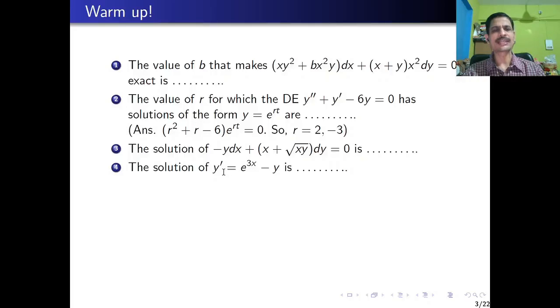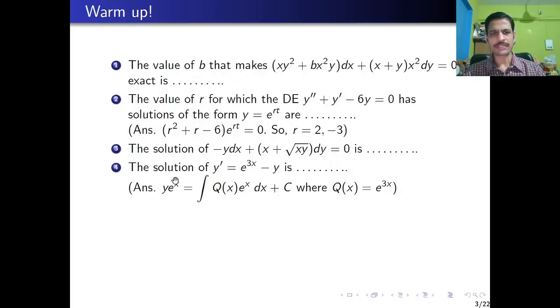The integrating factor is e raised to the integral of P(x) dx, which will be here e^x. So e^x is the integrating factor here. So the solution is y multiplied by the integrating factor, that is y e^x, equal to the integration of Q(x) times e^x dx plus c. You can substitute e^(3x) in place of Q(x) and solve this integration to get the solution.